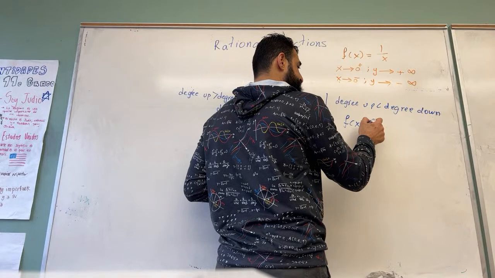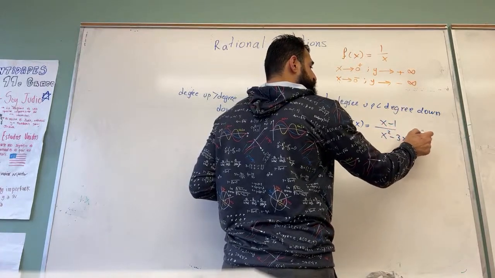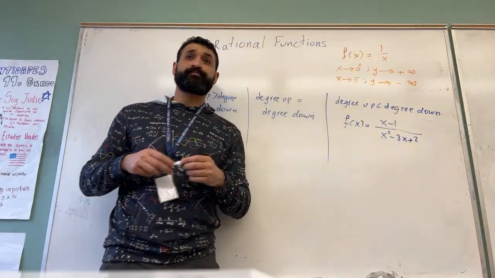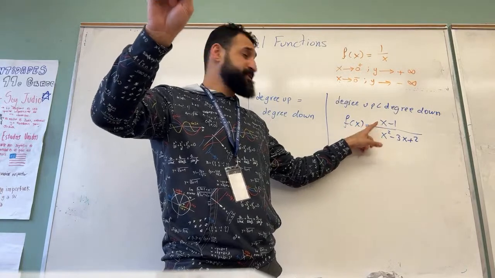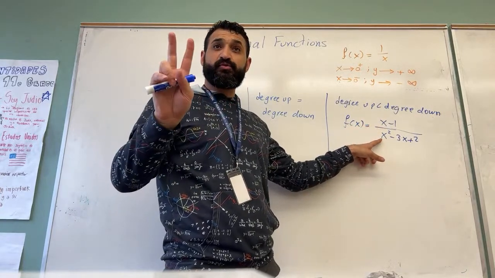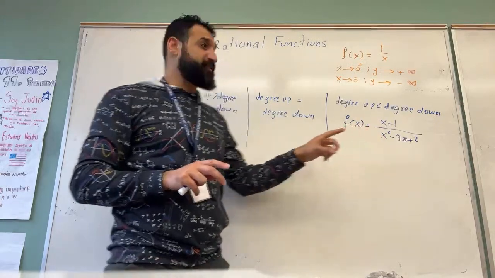Example. Let's say x minus 1 over x squared minus 3x plus 2. What did you notice? What is the degree up? 1. Degree down? 2. The degree is the highest power. So up is less than down.